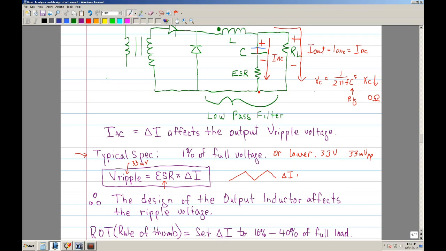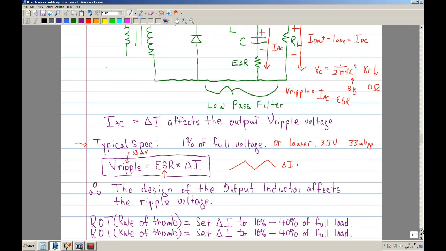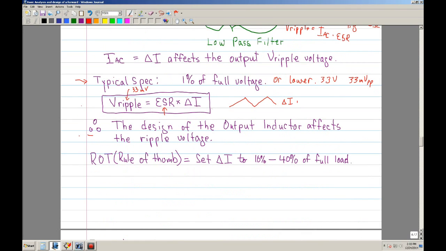Therefore the ripple that you would see across this node, assuming that the capacitor is a short, is going to be Vripple. It's going to be the AC current times ESR, which is what this equation is. Okay, very important.